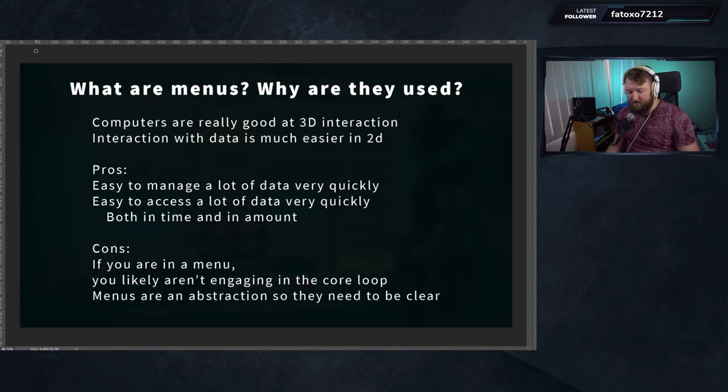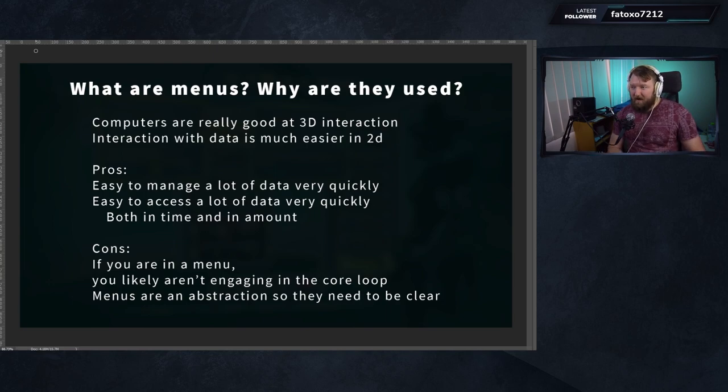Now, the cons of this kind of approach, which again I understand is super obvious, is that if you are in a menu, you likely aren't engaging in the core loop. And I say likely because there are situations where the entire game is in menus, right? So you could think of something a little bit like Civ. Civ's kind of getting there. Or something like Adventure Capitalist, where the entire thing is just menus. The idea is that you just click things and move back and forth between menus, and the interaction between that data is the game loop. Football Manager is another good one, right?